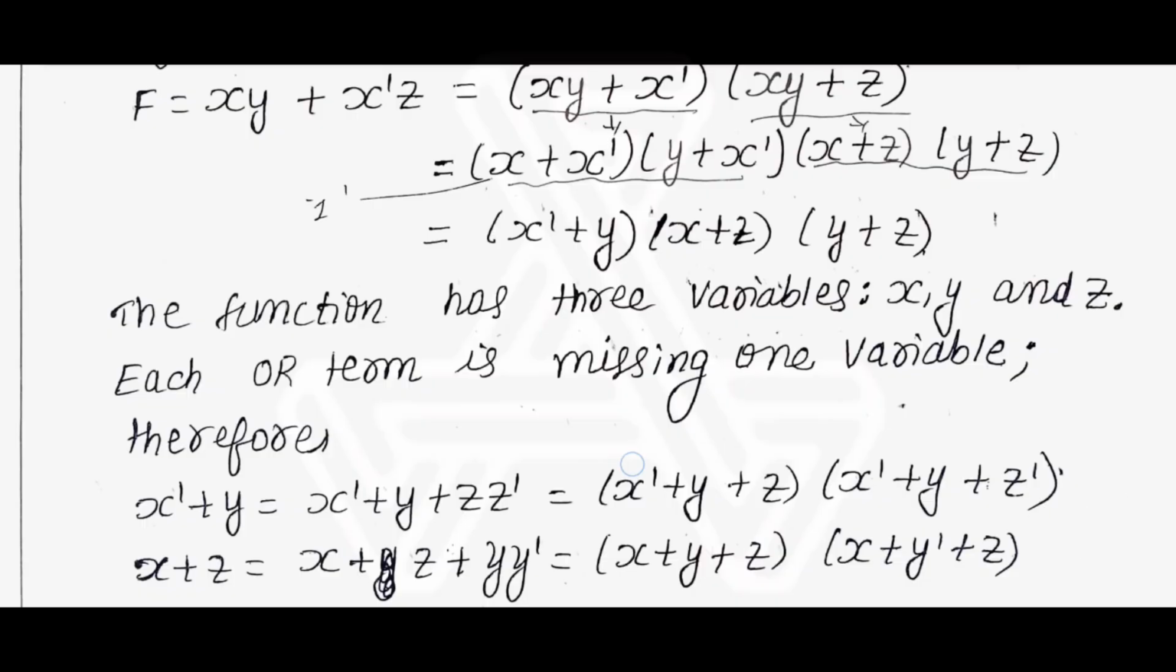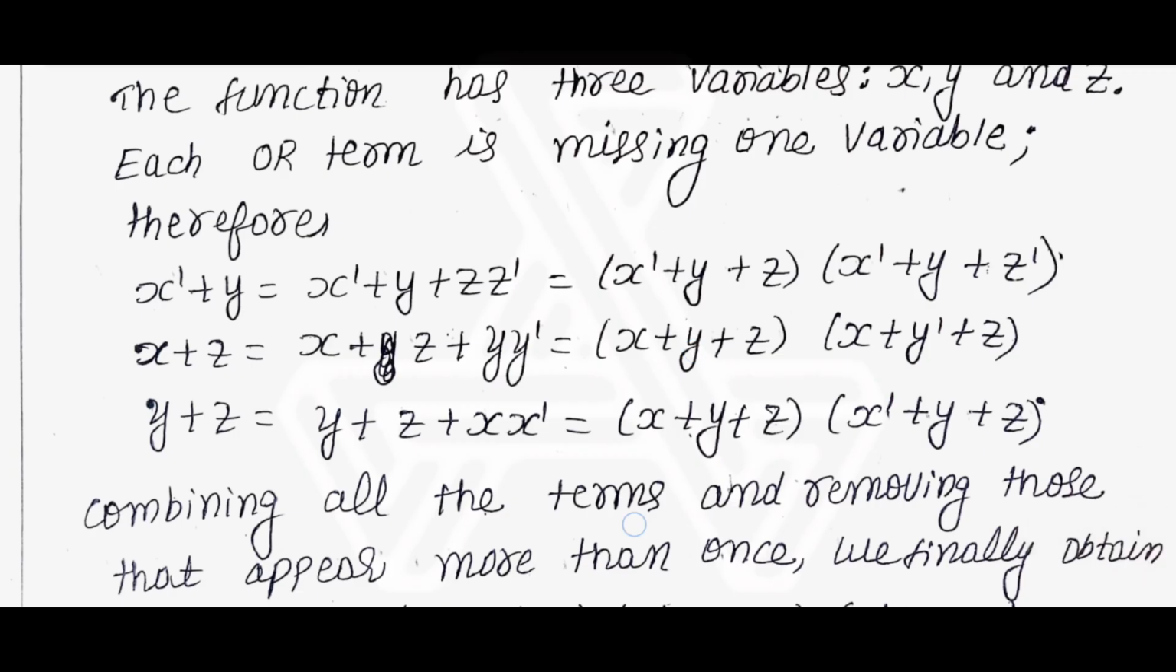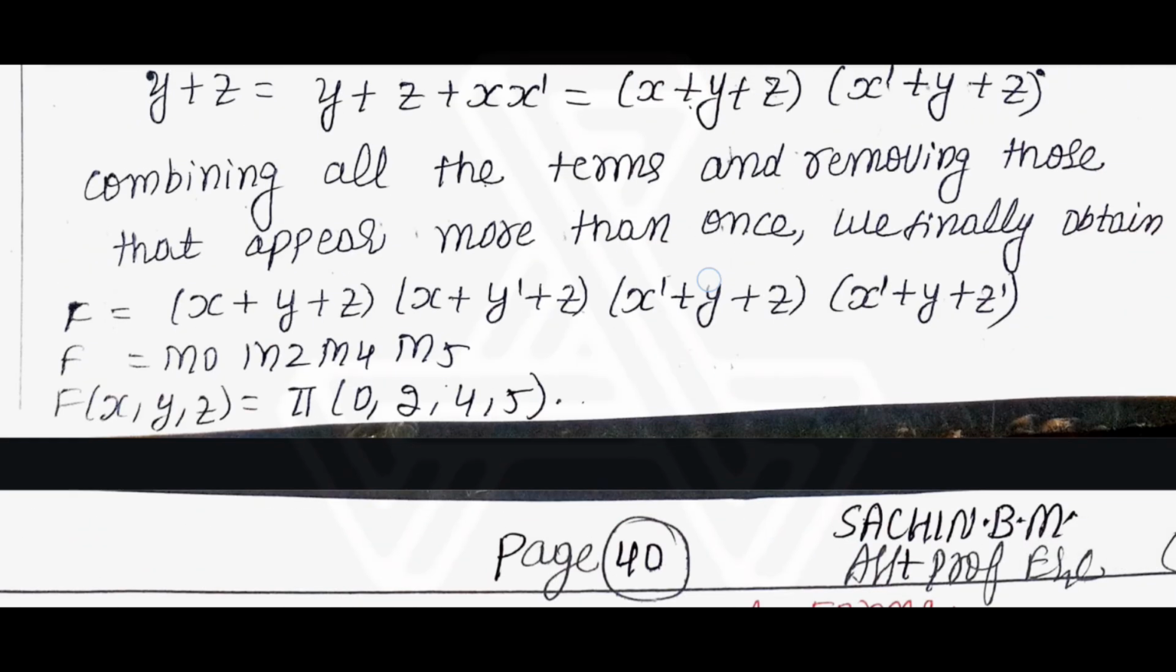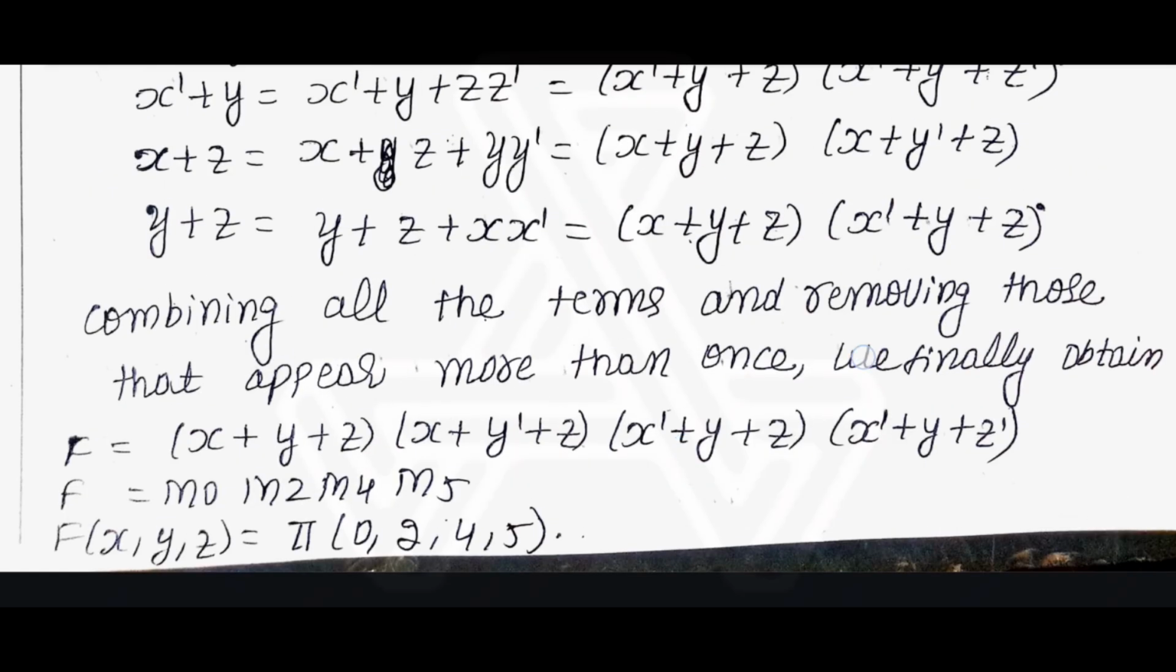The function has three variables x, y and z. Each term is missing one variable. So x' + y can be taken as x' + y + zz', that is (x' + y + z)(x' + y + z'). Then x + z becomes (x + z + yy'), and y + z becomes (y + z + xx'). Combining all the terms and removing those that appear more than once, we finally obtain the answer in terms of min terms and max terms.